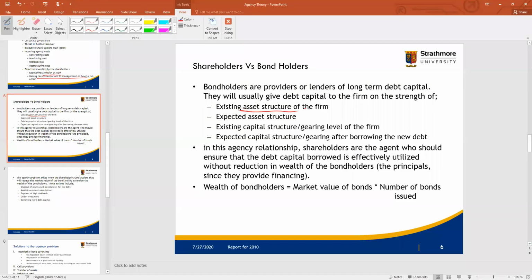Kindly repeat the question. If you are a debt capital provider, let's say in the case of a financial institution, a bank, and a borrower wants to borrow a loan from you that matures in 10 years' time, and in their asset structure they have more current assets than non-current assets, would you be concerned?